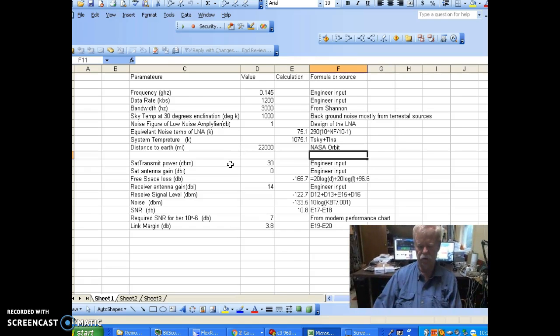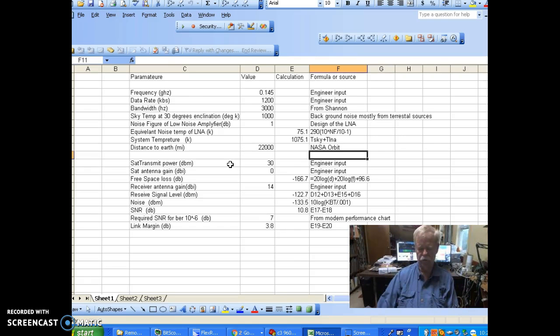Now, as an engineer, you have to decide the transmit power on the satellite. This is a key component, and most satellite engineers tend to describe all measurements in dBs, or dBm, which is dB referenced to 1 milliwatt. So it turns out that 1 watt is equal to 30 dBm, which is a pretty good choice to put on a satellite, especially one as small as we have.